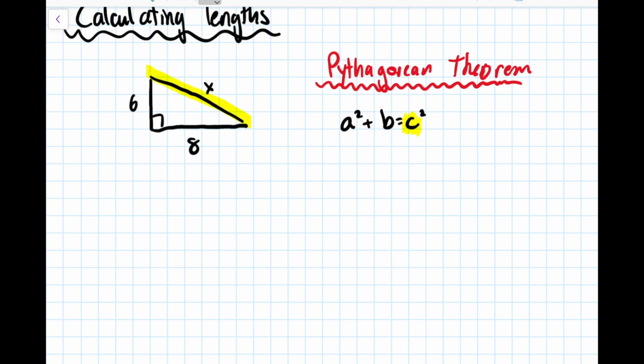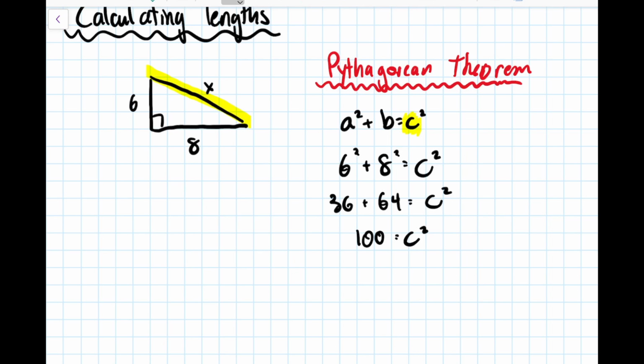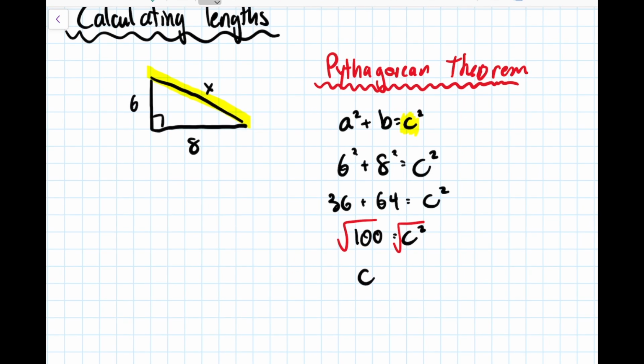So if we plug this in, a we can make it be 6, b is going to be 8, c we don't know. So 6 squared is 36, 8 squared is 64, 36 plus 64 is 100. And to get rid of that square, we're going to square root both sides to get us that c is 10.